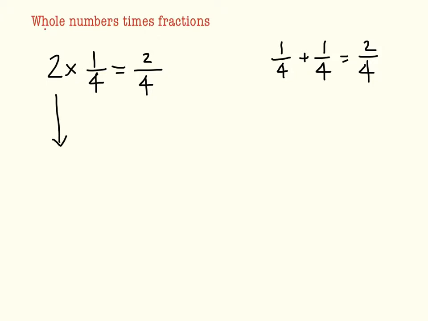if we don't want to do that, what we remember is that that whole number 2 can be written as the improper fraction of 2/1, because 2 divided by 1 is 2. And then we can multiply by 1/4, and we just follow the same rule that we use to multiply fractions, which is multiply your numerators. 2 times 1 is 2, and multiply your denominators. 1 times 4 is 4.